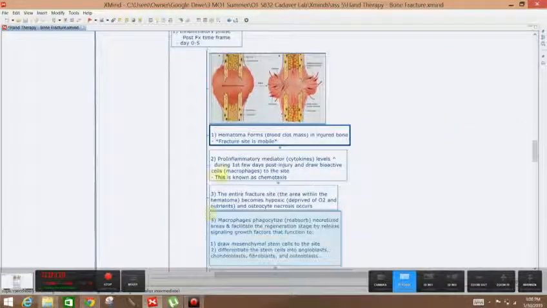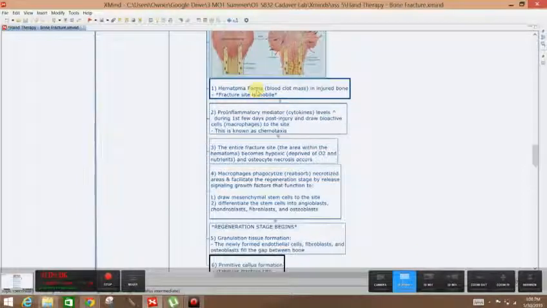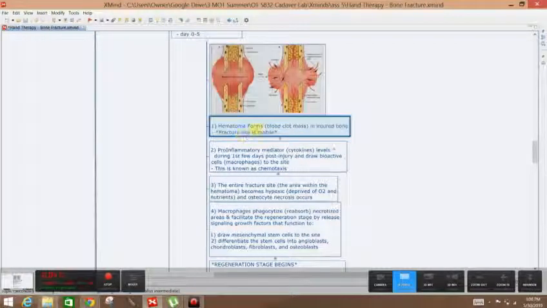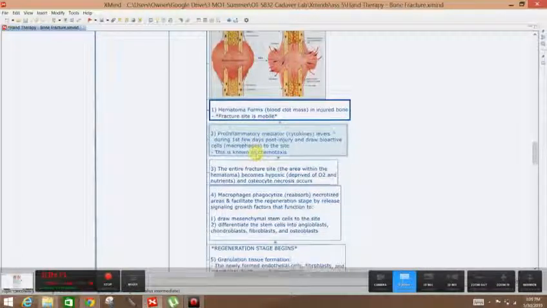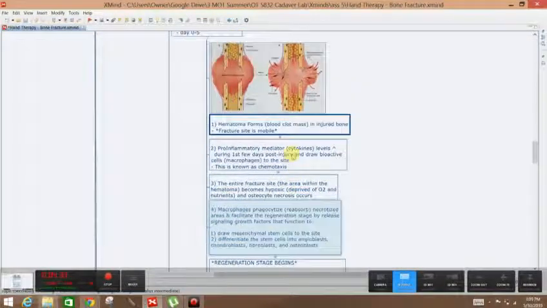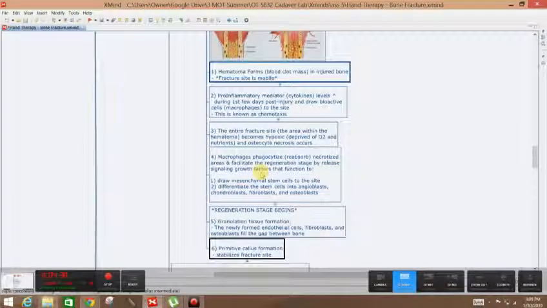The inflammatory phase is basically the hematoma formation, and then there's a granulation tissue formation, which initiates the soft callus formation. So the hematoma forms, there's bleeding in the area, then the pro-inflammatory mediators drive the macrophages to the area to basically destroy the dying cell areas of the bone.